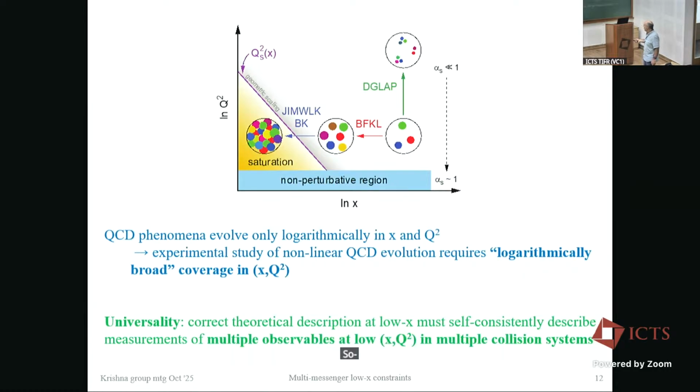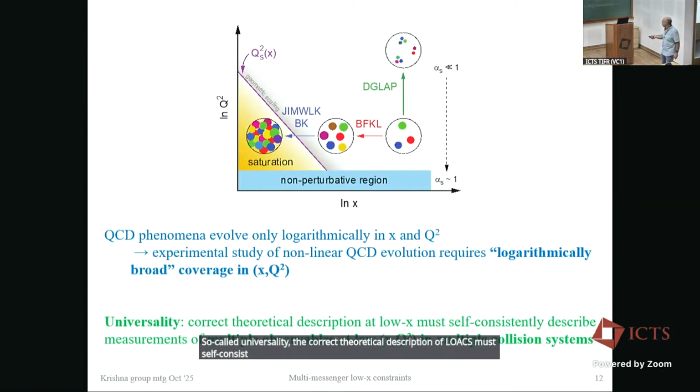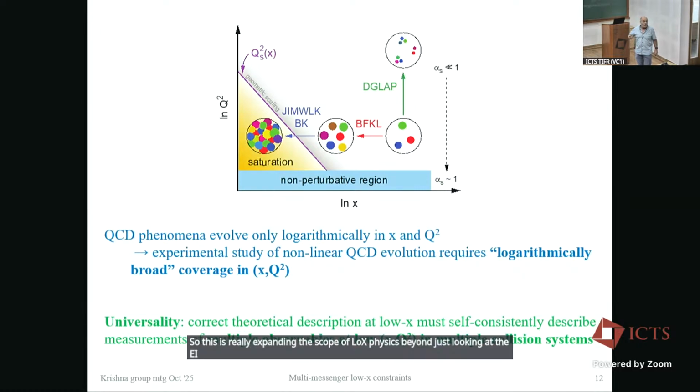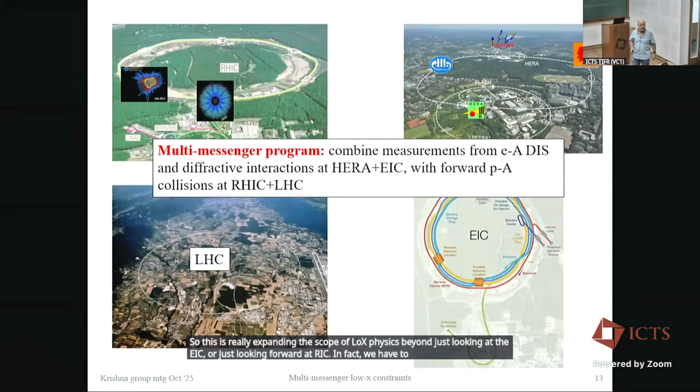So-called universality. The correct theoretical description at low x must self-consistently describe measurements of multiple observables at low x in multiple collision systems. So this is really expanding the scope of low x physics beyond just looking at the EIC or just looking forward at RHIC. In fact, we have to bring them all together in a comprehensive program.